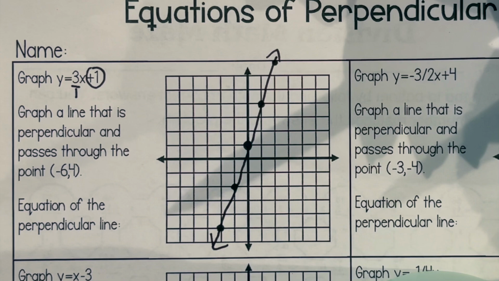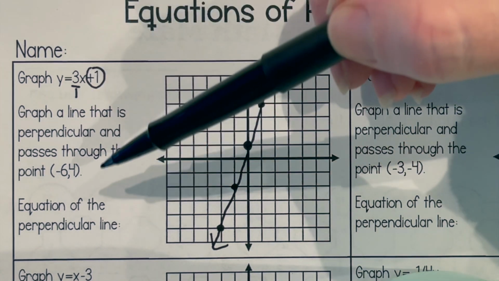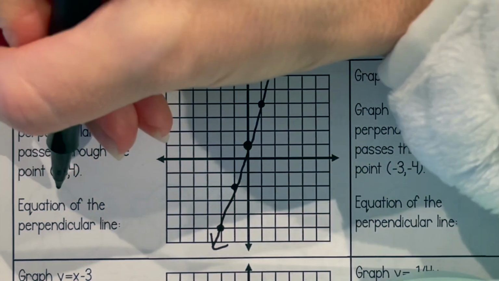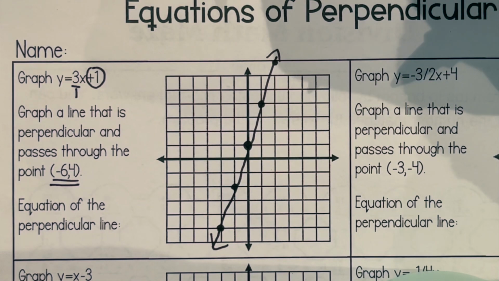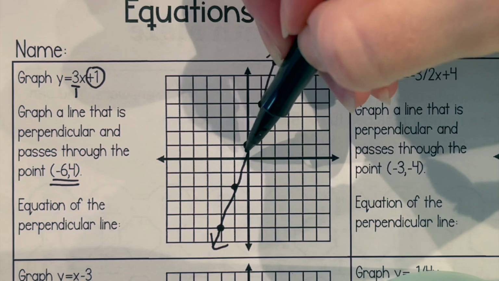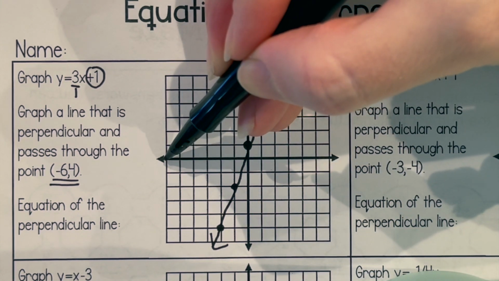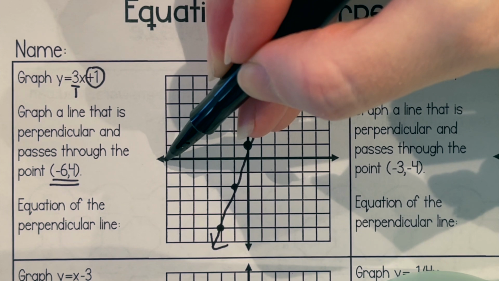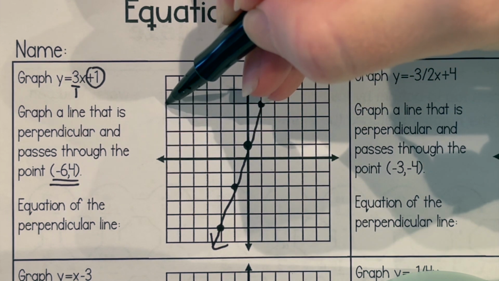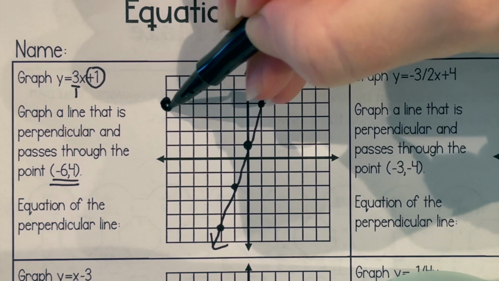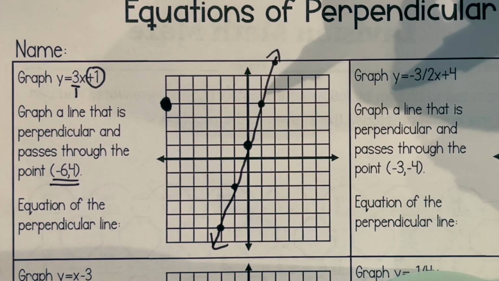Now I need to make something that is perpendicular that passes through this point. So I'm going to first plot this one, negative 6, 4. So for coordinates, we go over first. So I'm going to go over to negative 6, hop on the elevator and go up or down. So I'm going to go up to positive 4. So this is that point.